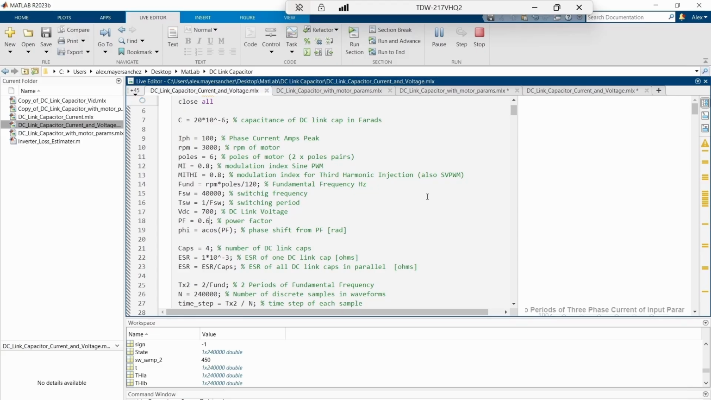So what we expect to see is with a modulation index of 0.8, our pole voltage is going to be peak to peak 0.8 times the magnitude of the DC link. And then with a power factor of 0.6, the cosine inverse of 0.6 should give us a phase shift of, what phase shift is that?